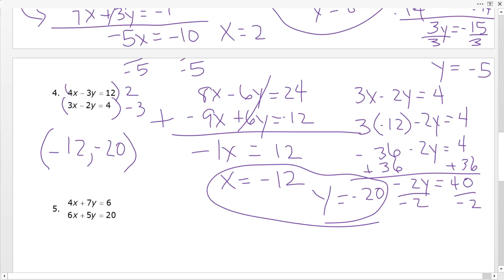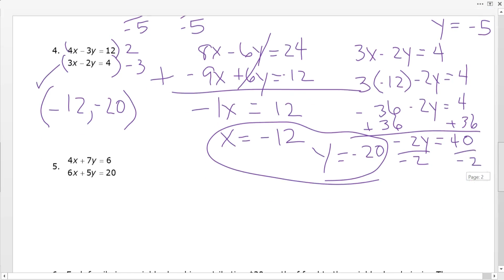Okay, so that makes my 4 times x would be negative 48, and my 4 times 20 would be plus 60. So I have 60 minus 48, that's 12, and 3 times negative 12 is negative 36, and 2 times 20 is 40, positive. So I have negative 36 plus 40 equals 4. So it checks out, and it's correct.